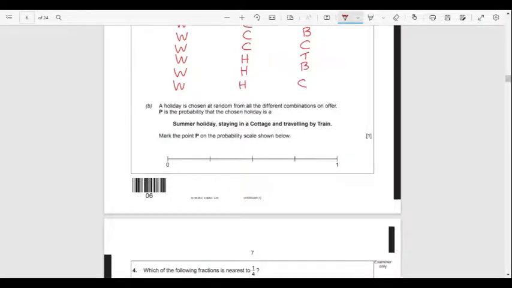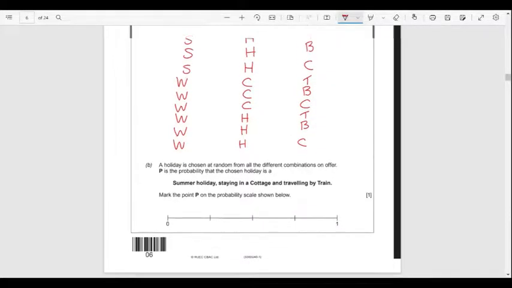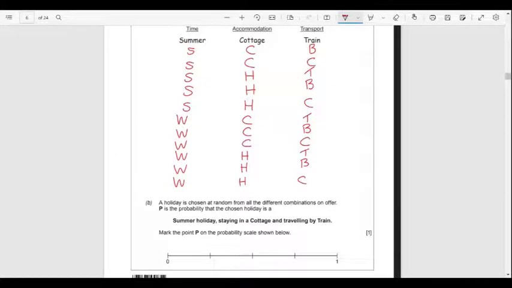A holiday is chosen at random from all the different combinations on offer. P is the probability that the chosen holiday is a summer holiday staying in a cottage and traveling by train. So how many of those are staying in a cottage in the summer while traveling by train? Summer, cottage, train. That's just the top one up here. So that is 1 out of 12. The probability of picking that is 1 out of 12.